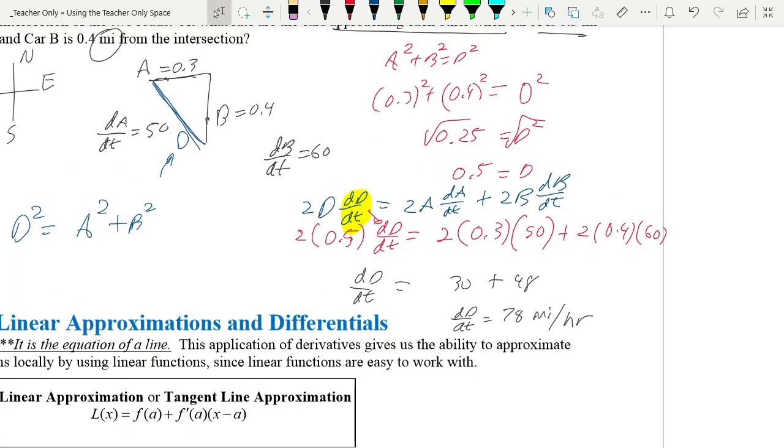And does it make sense that they're coming together at a speed faster than either of them is traveling? Well, yes, because one of them's going 50, the other one's going 60. They're not staying still or traveling right towards each other. They're coming at an angle. So it makes sense that it's faster than either one of them, but not the total amount of both of them combined, 110 if you do 60 plus 50, because that would be if they're coming straight at each other.